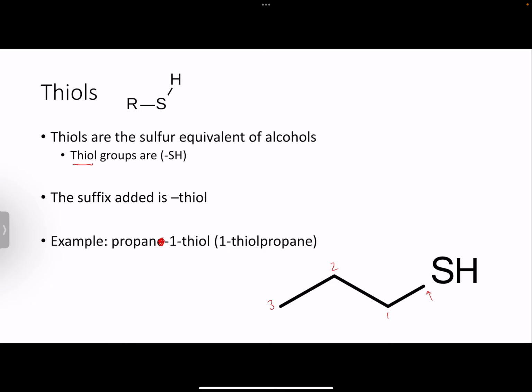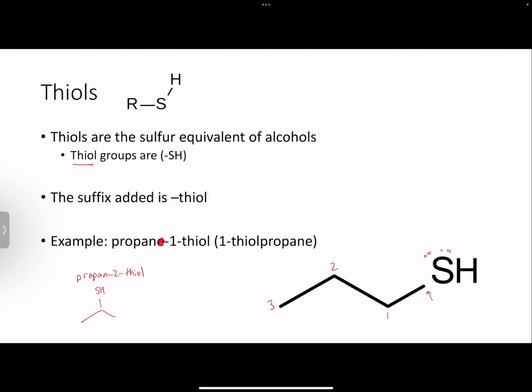Again, this is not a carbon because it's pointing to an atom. So you've got the thiol group. You can imagine it's got its 2 lone pairs above there. And we just replace the E of propane with thiol and the position of the carbon it's on. If I did the same molecule, but put the SH there, that would be propan-2-thiol. Okay, and this is a very important functional group in biochemistry.